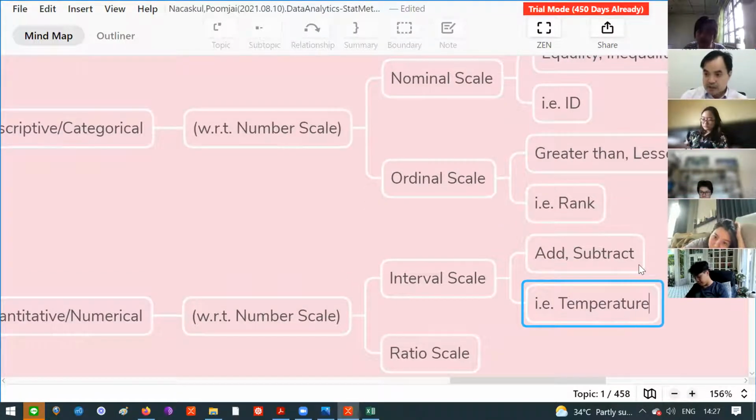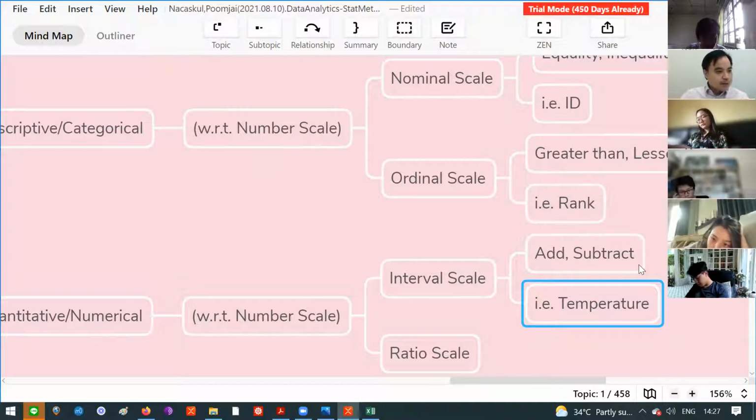Temperature. Now, can you do this? Can you say that a room that is 50 degrees Fahrenheit is half as warm as the room that's 100 degrees Fahrenheit? Can you do that? You can't.